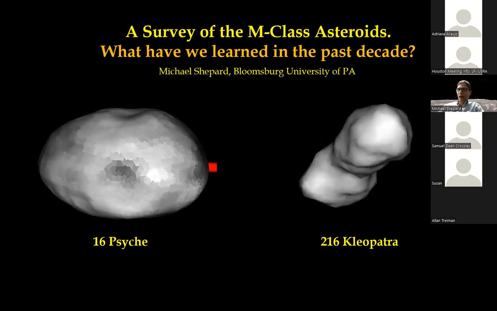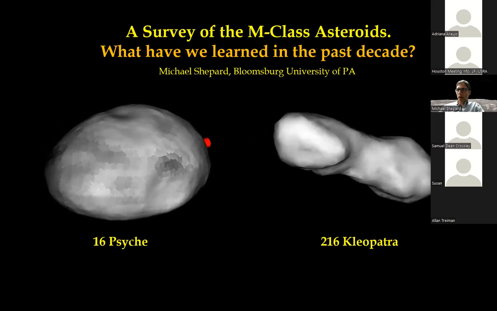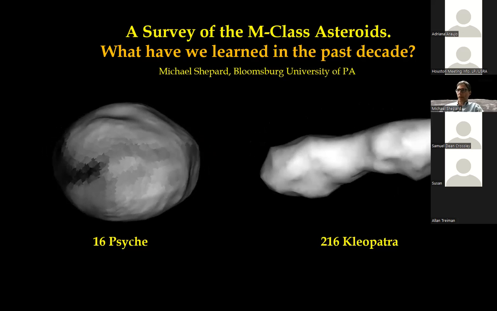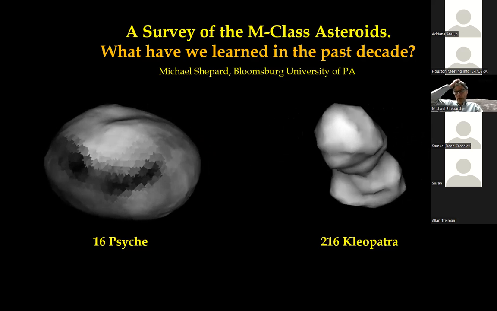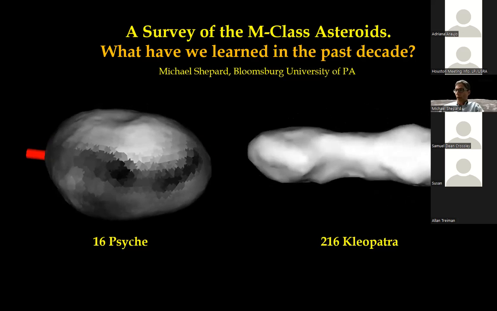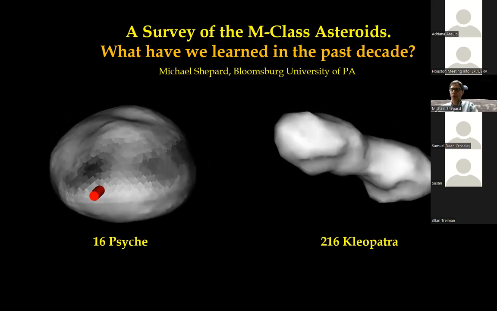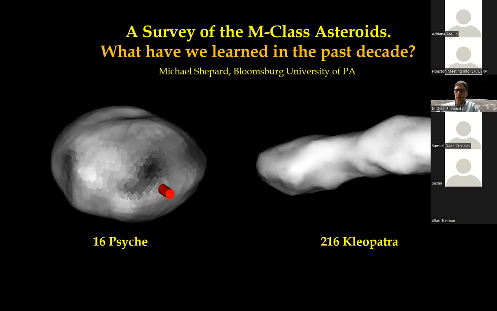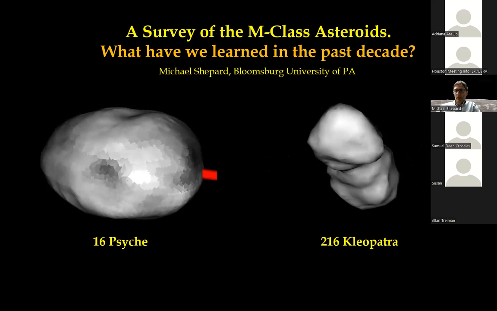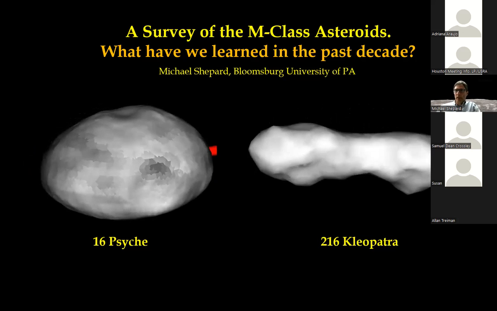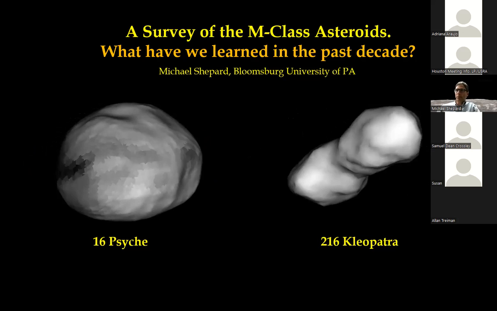So a significant fraction of my work has been on the M-class asteroids, and I've been doing it for about 20 years. So I thought I would share, I don't know if we'll come to any conclusions, but I think we can put some constraints, or at least put some interesting data points in place for you to keep in mind when we try and understand what these objects are.